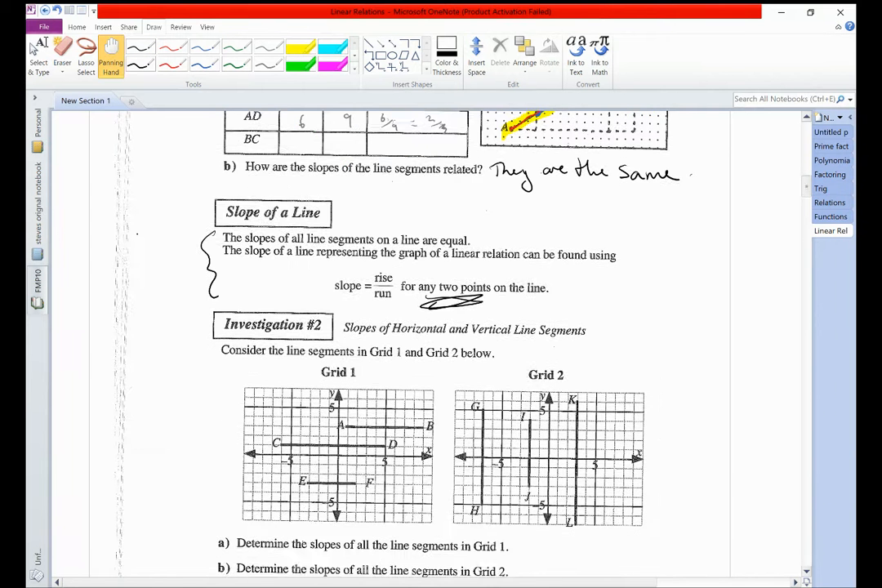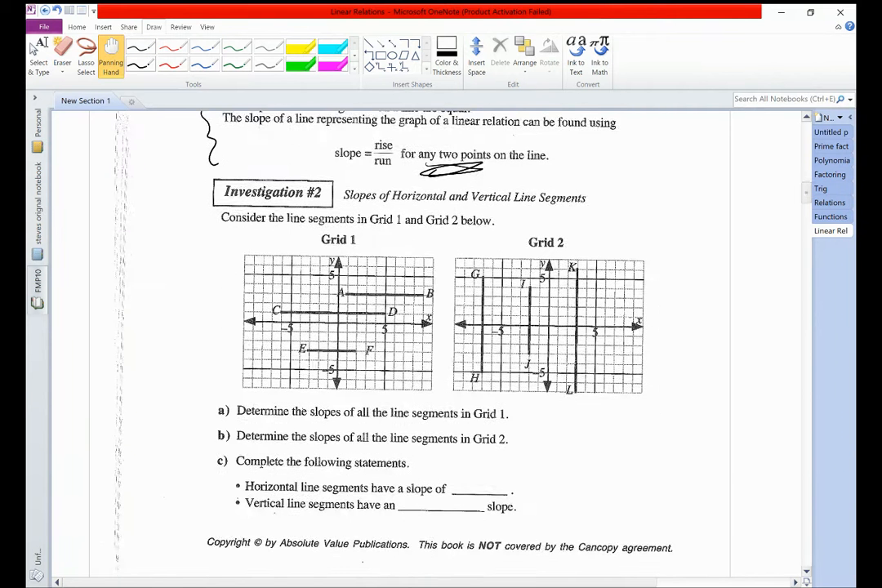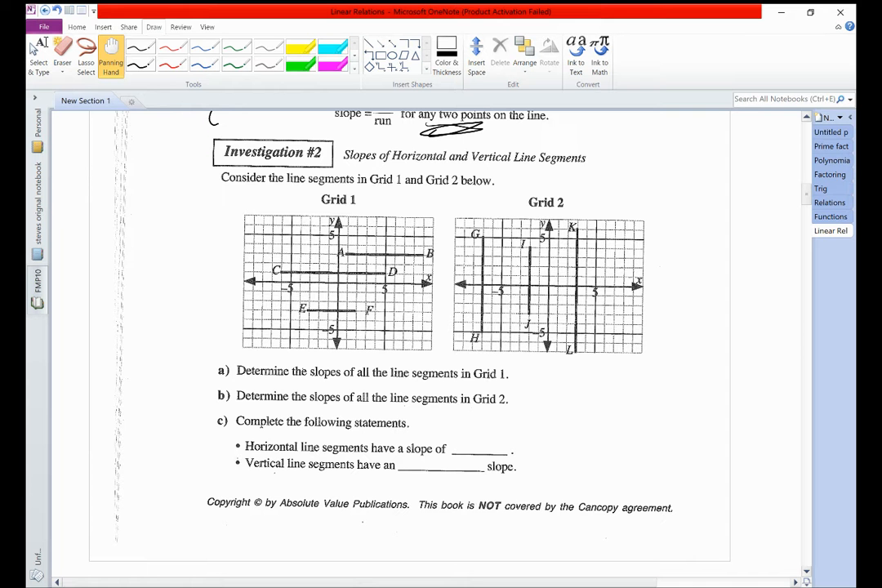We're going to go on to investigation 2, slopes of horizontal and vertical lines. This is where things get a little bit weird. So we're going to do one slope from grid 1 and one slope from grid 2. Okay, well, let's do slope of AB right here. We're going from A to B. And we know slope is rise over run. So what's the rise if we're going from A to B?